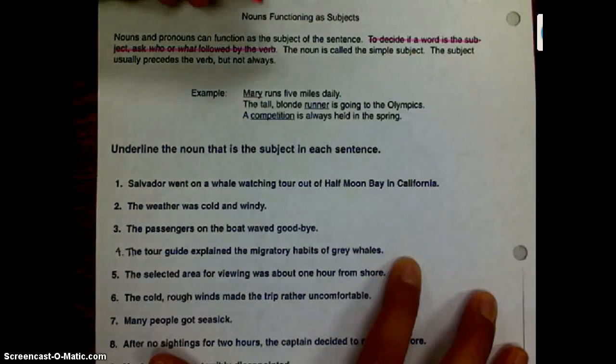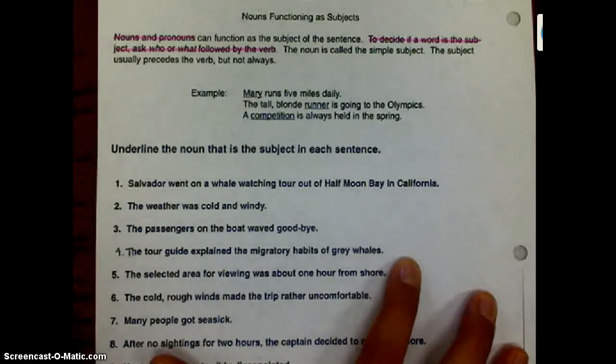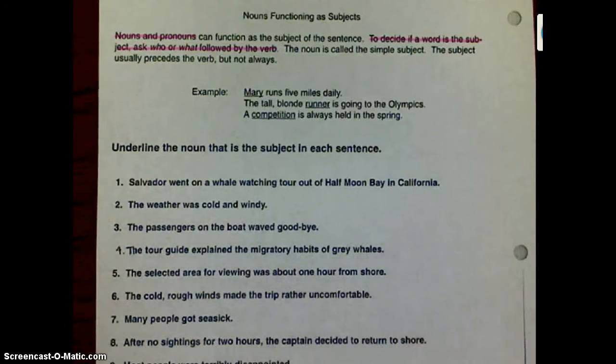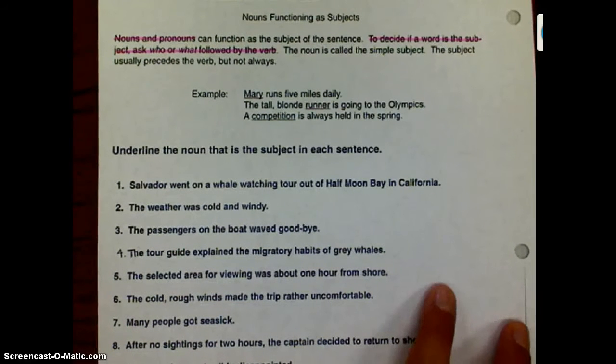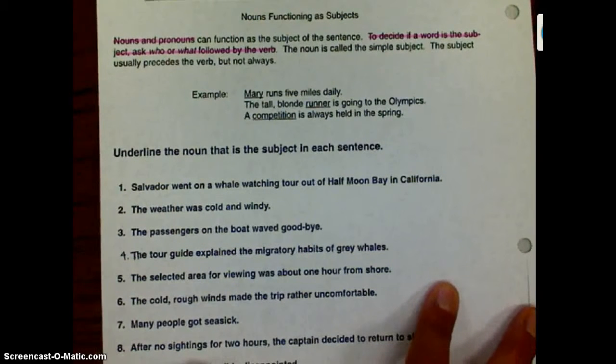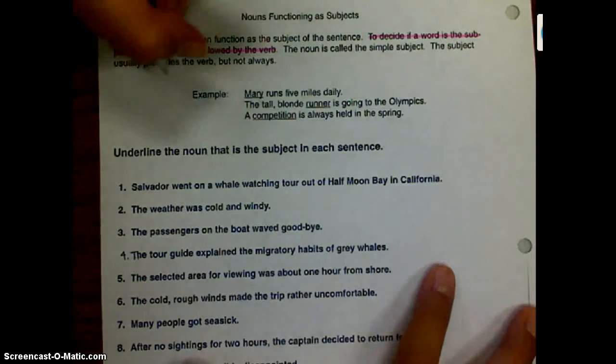To decide if a word is the subject, ask who or what, and then followed by the verb. And then we know that the subject, it says right here, is generally a noun or a pronoun. The noun is called the simple subject. The simple subject usually precedes the verb, but not always. Precedes means comes before. So the subject usually comes before the verb, but not always. So I know that the subject of a sentence is a noun or a pronoun that performs the action. So I'm going to go ahead and write that down.